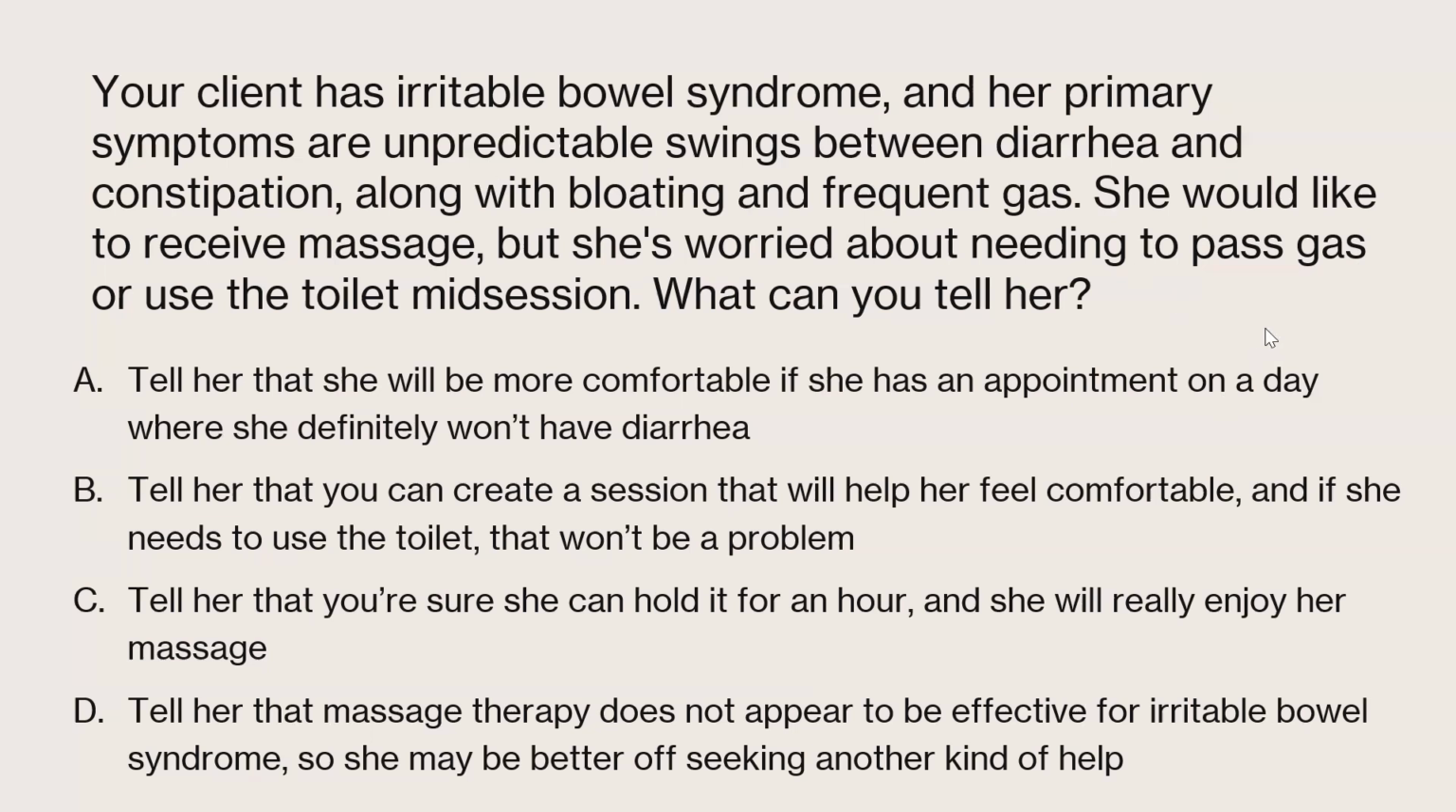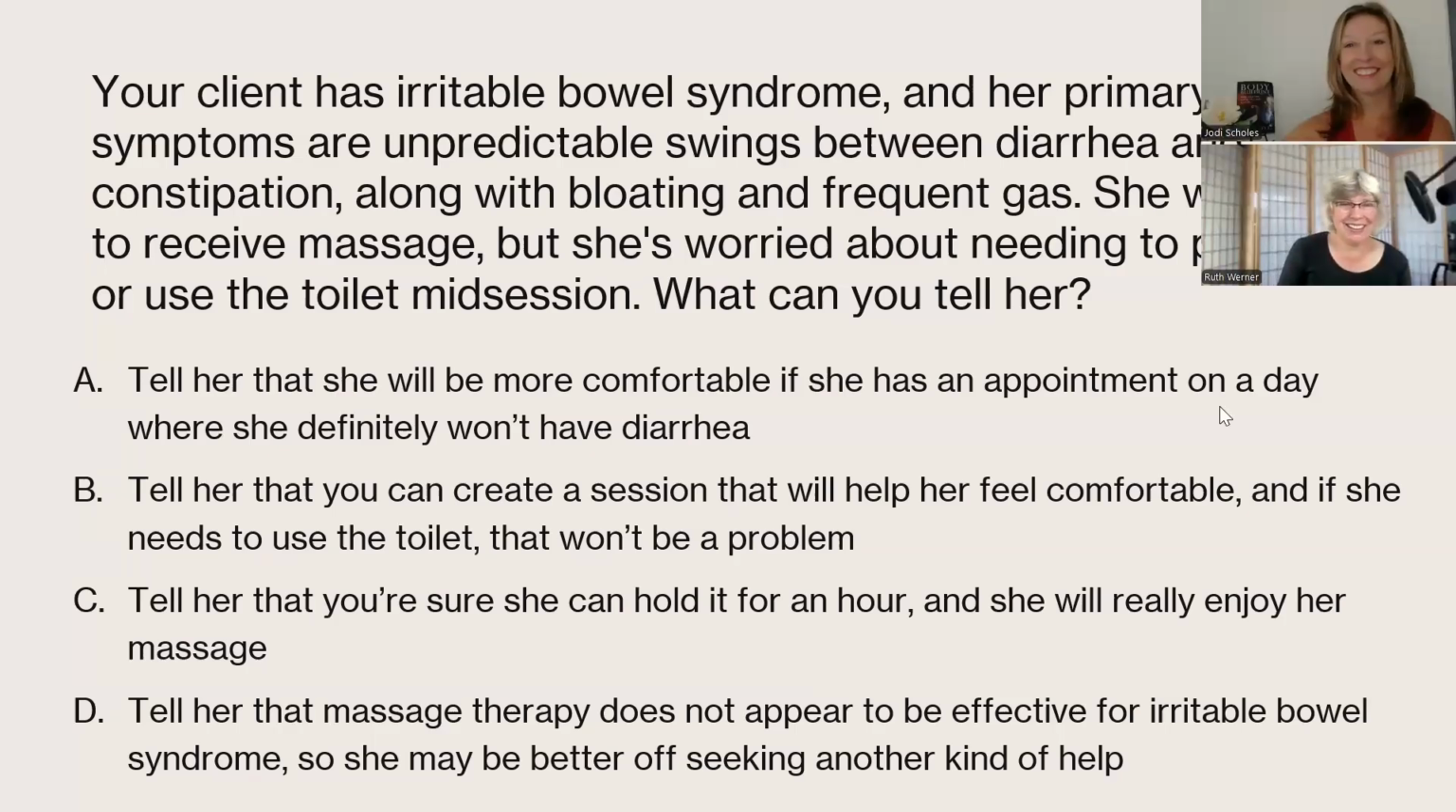C, would you like to be told, oh, just hold on to it for an hour? And furthermore, have you ever had someone on your table who's holding on really hard to a fart? They are not relaxing and enjoying their massage. So telling her that you're sure she can hold it for an hour and she'll enjoy her massage is also not a great answer.